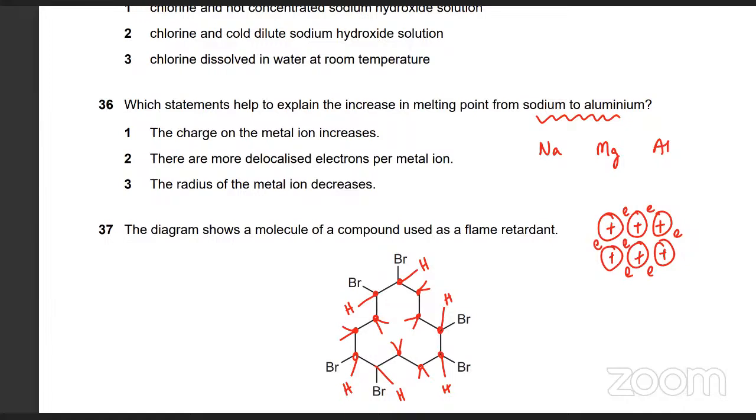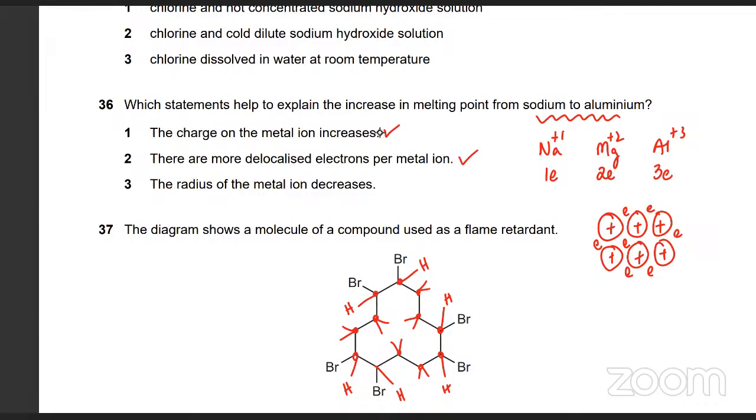Now what happens is when you go from Na to Mg to Al, first thing is that the charge on the ion increases. Na is +1, Mg is +2, and Al is actually +3. And then the amount of delocalized electrons also increases. Na can only lose 1 electron, Mg can lose 2 electrons, while aluminium can lose 3 electrons. So you have the same metallic lattice, but you've got more charge on the metal ion. That's one. You've got more delocalized electrons, so metallic bonding is going to be stronger.